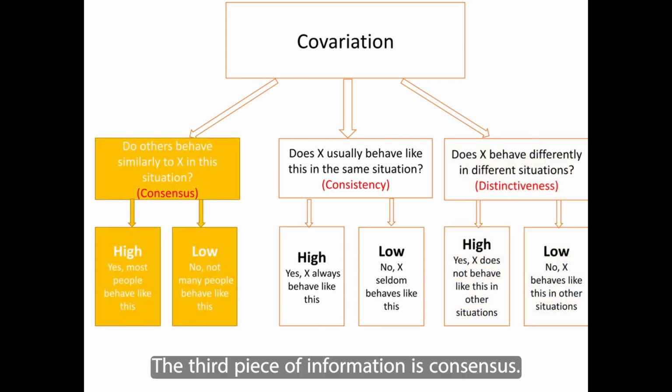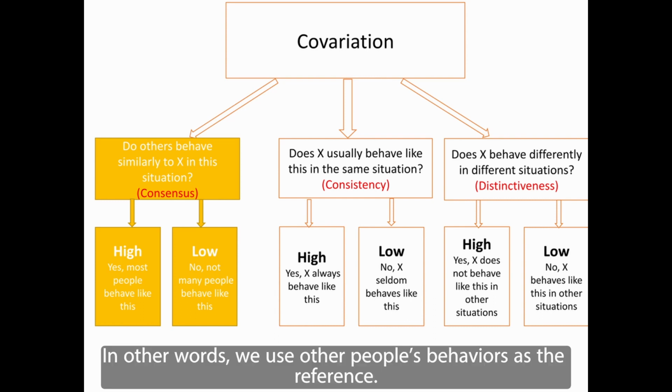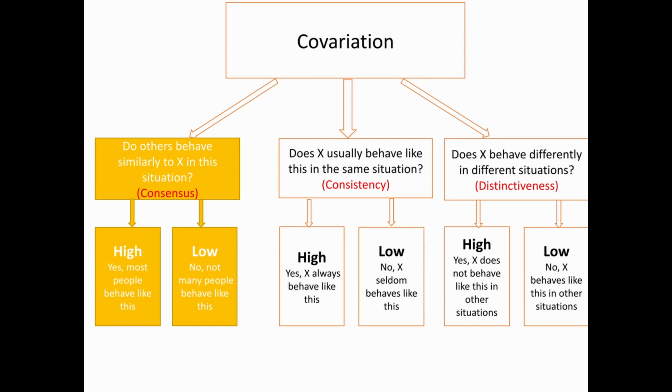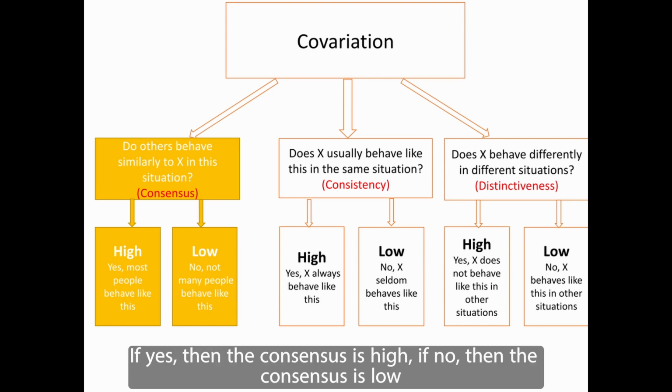The third piece of information is consensus. In other words, we use other people's behaviors as the reference. So, the question is, do others behave similarly in the same situation? If yes, then the consensus is high. If no, then the consensus is low.